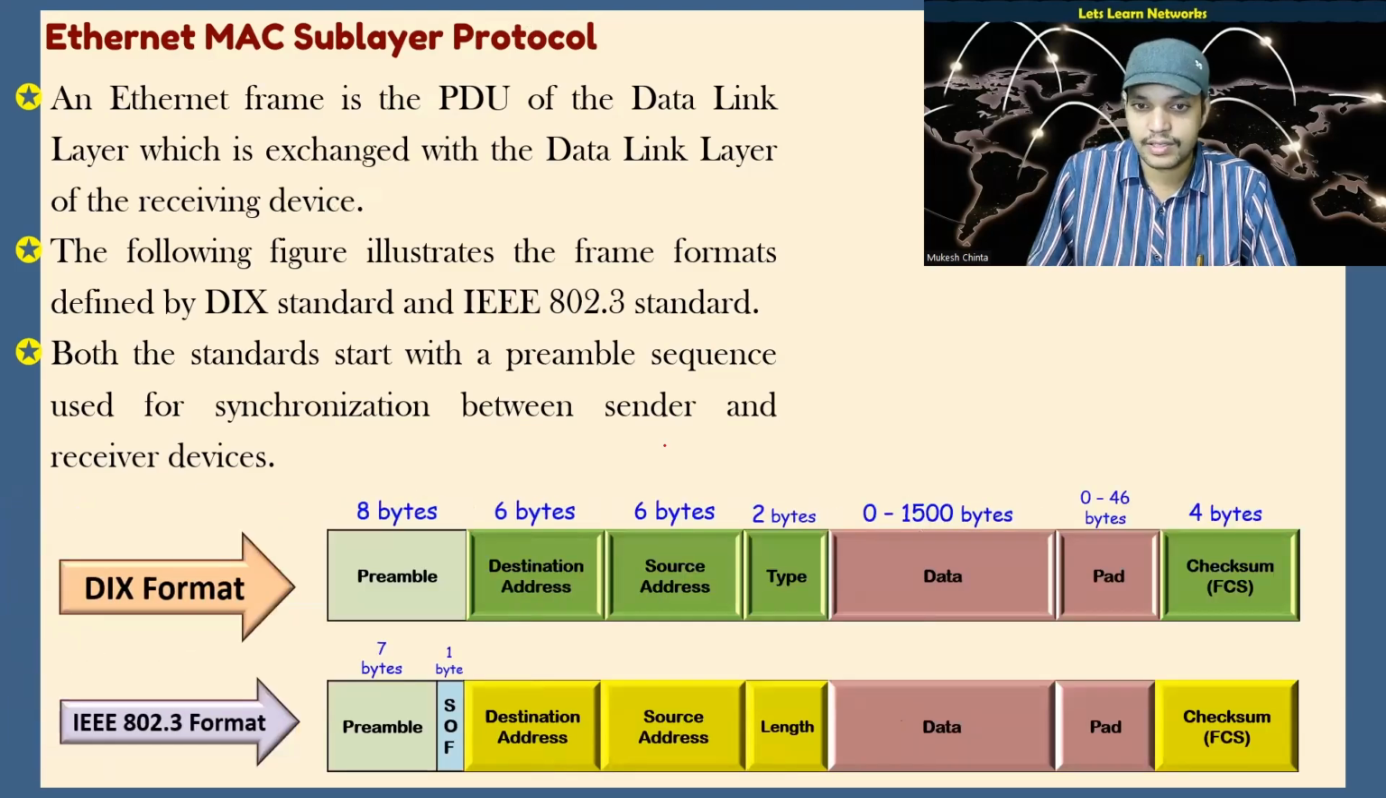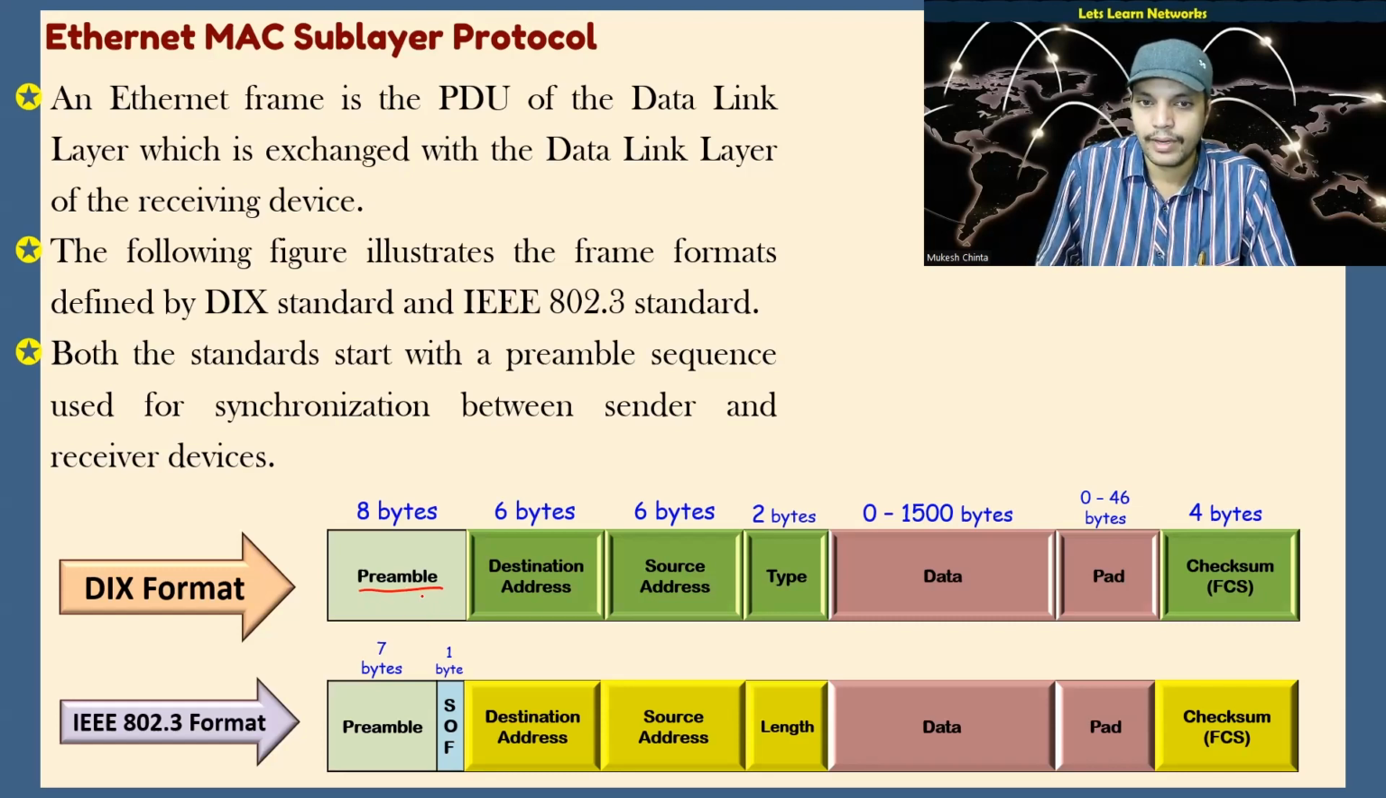Both of these frame formats start with something called a preamble, and then you have the two addresses which identify the destination and the source, followed by the type or the length fields. This is one more differentiation between the DIX format and the IEEE 802.3 format, and the remaining ones are the same. We follow it with the data and a padding field, followed by the checksum field. Okay, so let's talk about this particular part.